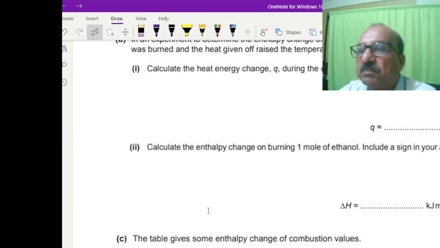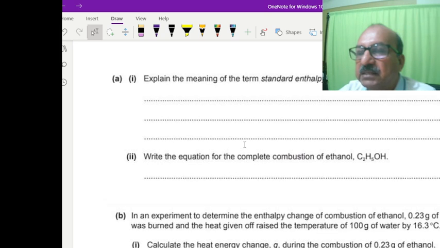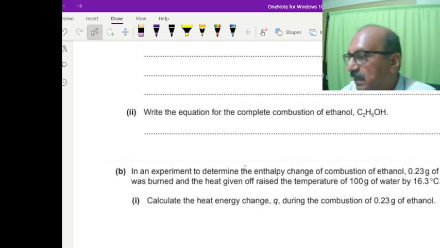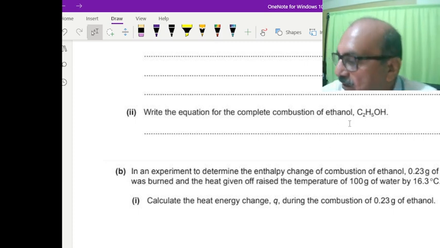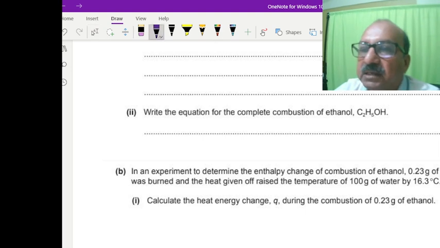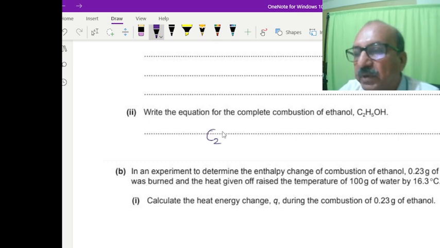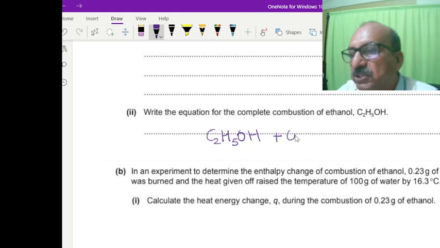So that is the first part that you did, the standard enthalpy change of combustion. Now, what is the equation for the complete combustion of ethanol? Let's see that. As you already understood, combustion means that it has to react with oxygen. So C2H5OH, and it undergoes combustion, that means plus oxygen, right?